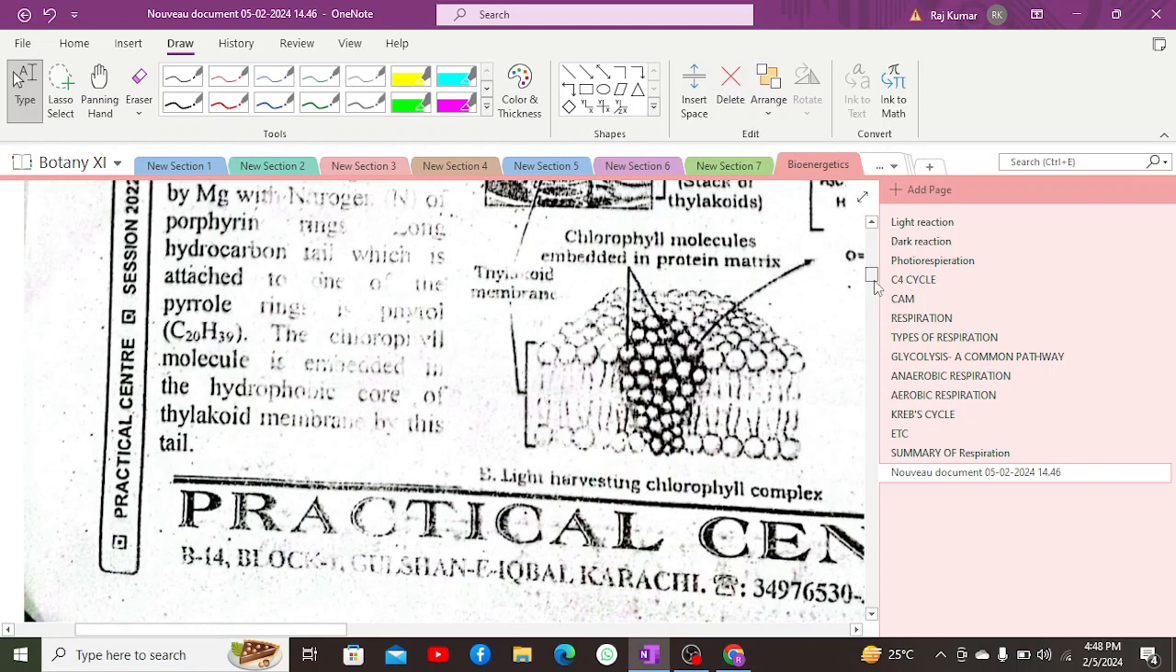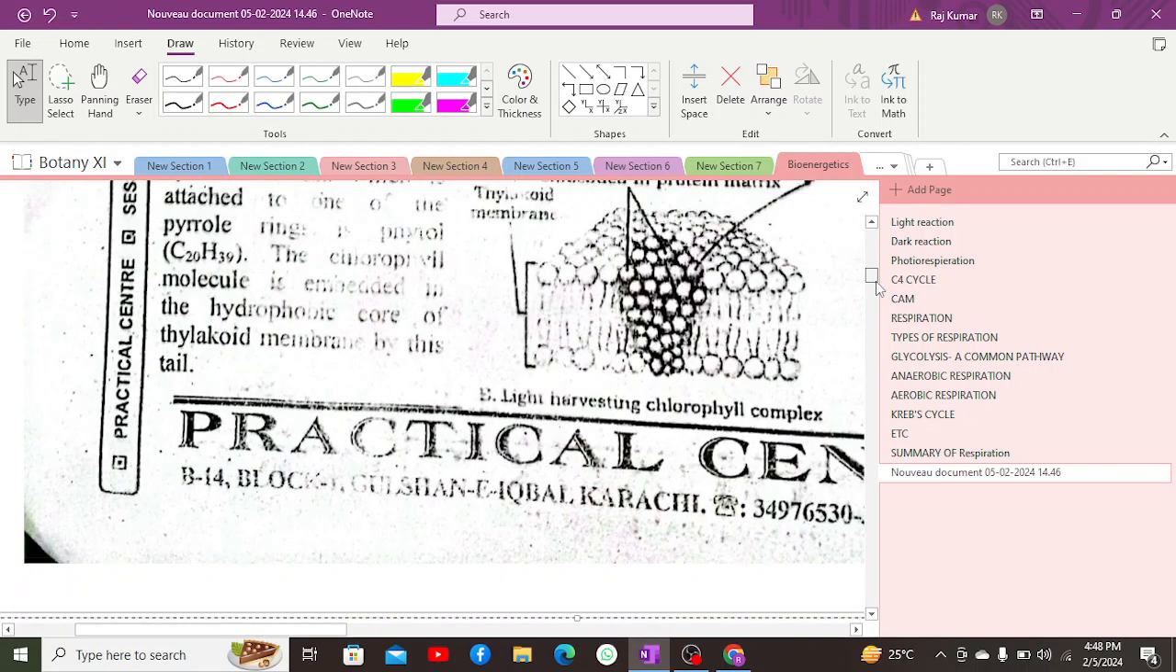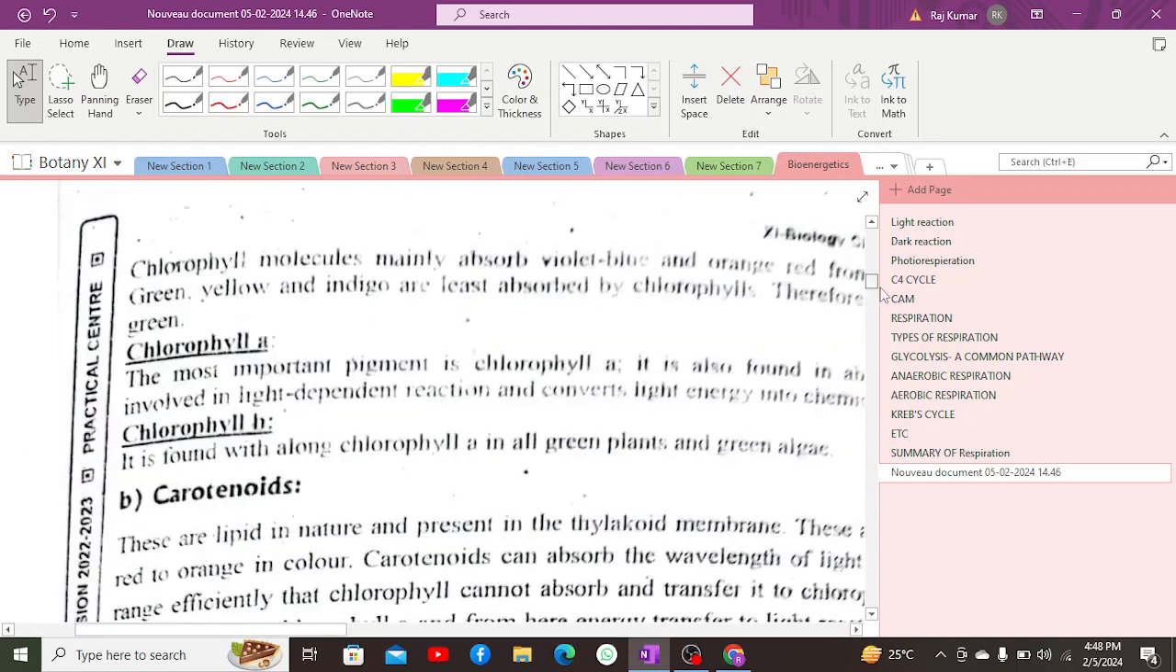Along with it is a hydrocarbon tail, which is attached to one of the pyrrole rings. There are two tails: the phytol tail, which is C20H39, and another tail known as methyl ester, which is attached with it. Methyl ester is short, so we usually don't write it. The chlorophyll molecule is embedded in the hydrophobic core of the thylakoid membrane of the cell.